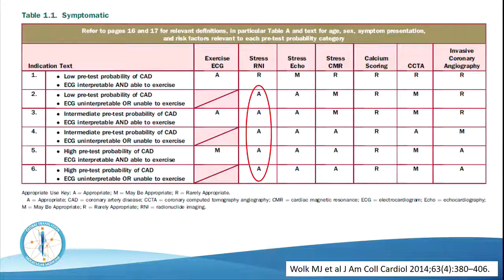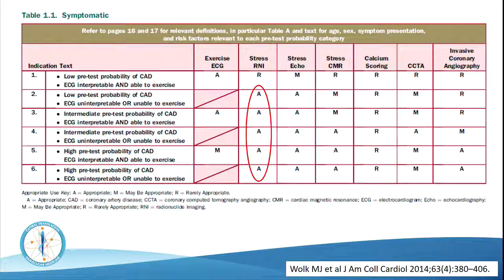So this is the sort of table that the appropriate use criteria publish, and you'll notice a few things. One is that all the modalities are side by side, but given this talk's on myocardial perfusion imaging, I won't be referring to those. A is for appropriate, M is for maybe appropriate, R is for rarely appropriate, and importantly, appropriate is not necessarily a class 1 indication to test a patient. So it's not an indication, it's just that it is an appropriate investigation to do in that group.